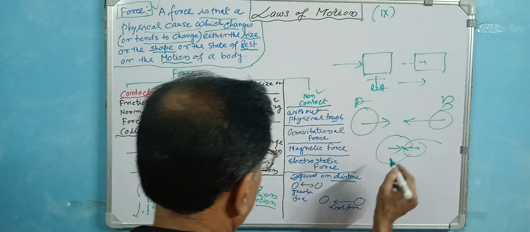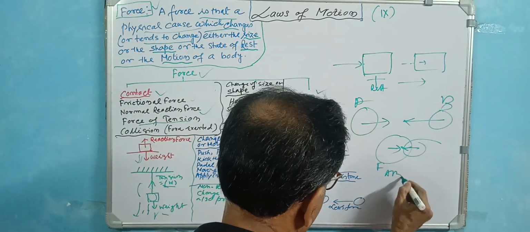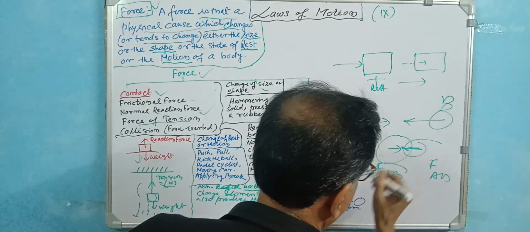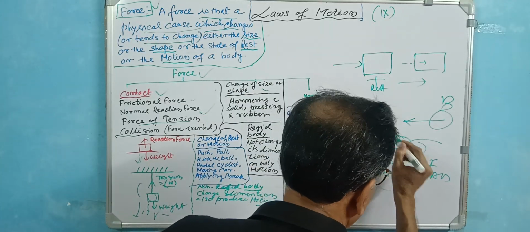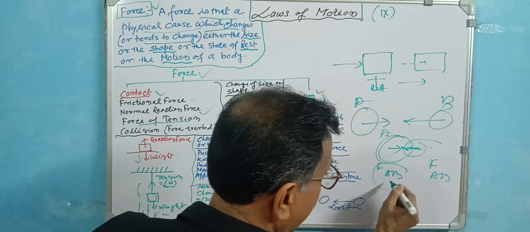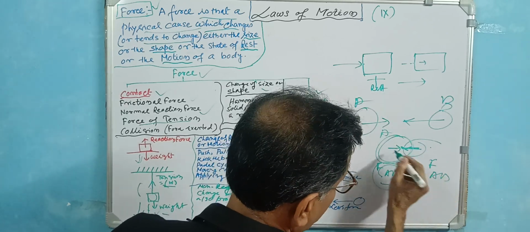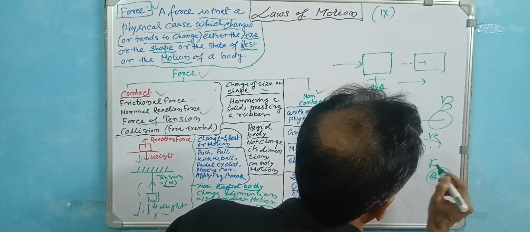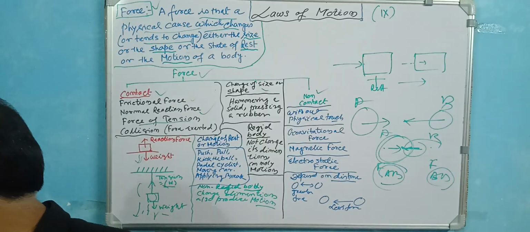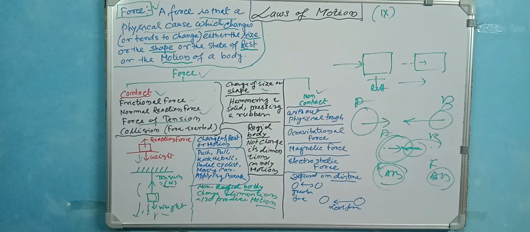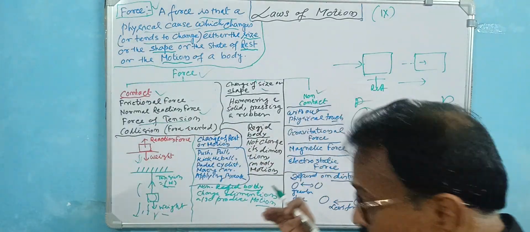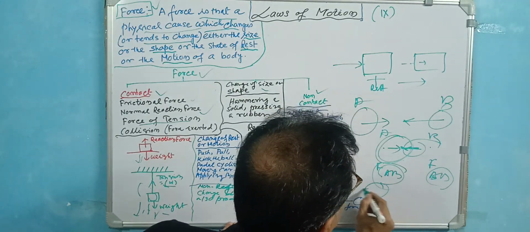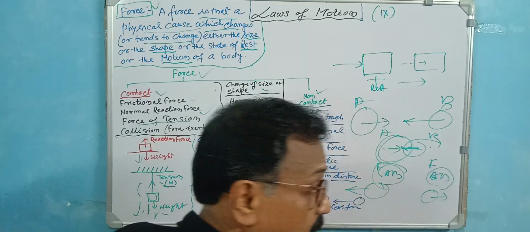So the total force in this case is FAB and FBA. That means the force of A acting on B, and the force of B by A. If these two things collide, a force is developed, and these two bodies move apart: this one apart from here, and this one apart from here.